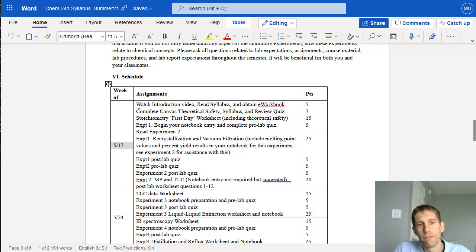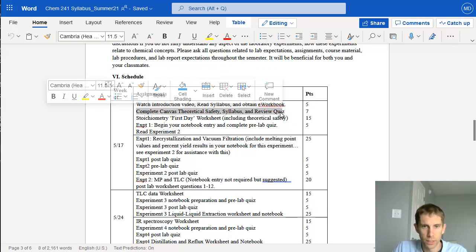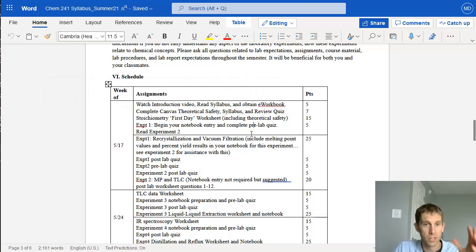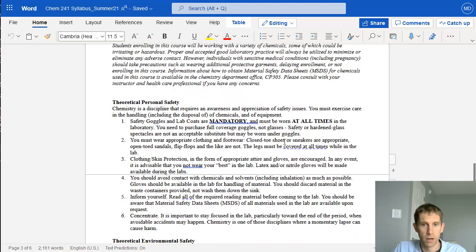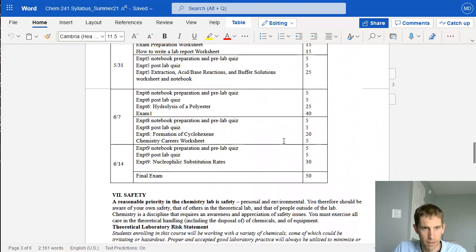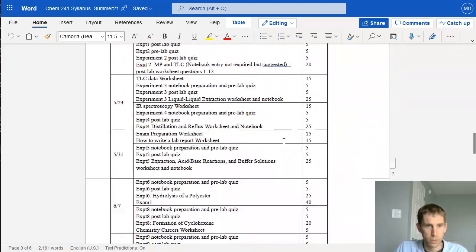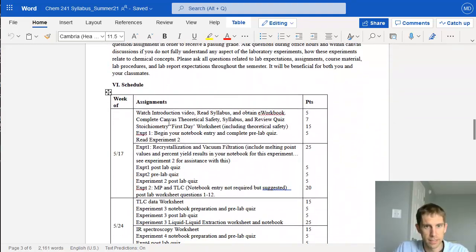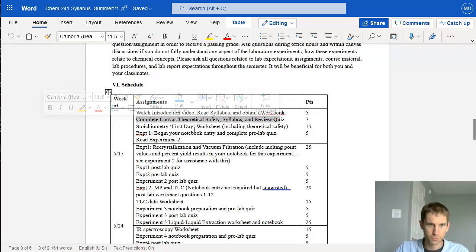For the first week, the crucial things you need to do are watch the video you're watching right now, read the syllabus, and obtain the EWorkbook. Then complete the Canvas Theoretical Safety and Review Quiz. Just read the syllabus and also the safety notes at the bottom of it. Once you read that, you should be fully prepared to take the syllabus, safety, and review quiz.